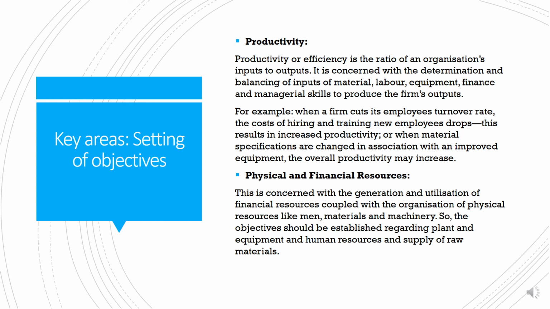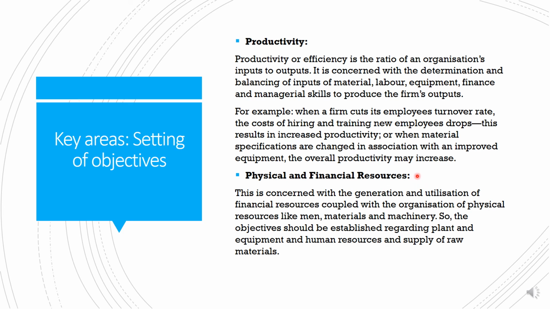For example, when a firm cuts its employee turnover rate, the cost of hiring and training new employees drops. This results in increased productivity. Or when material specifications are changed in association with improved equipment, the overall productivity may increase. So there are certain objectives which the enterprise would be laying down in order to increase productivity, and you cannot ignore them. Physical and financial resources.